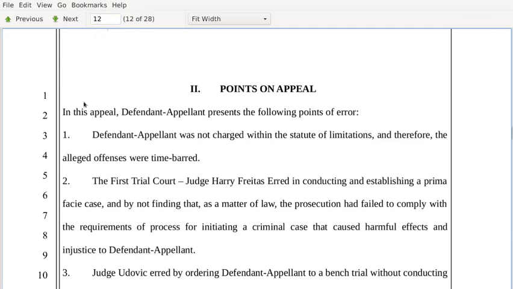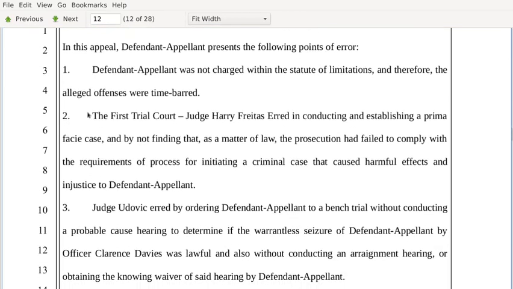Points on appeal. In this appeal, defendant appellant presents the following points of error. Points of error are required for the appeals court to make a reversal, some sort of judgment in your favor. Dig into that, learn what it means, learn where it applies.